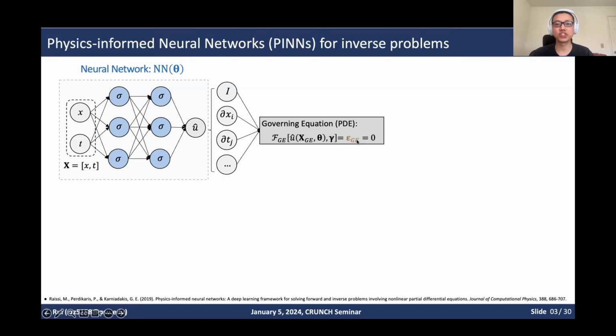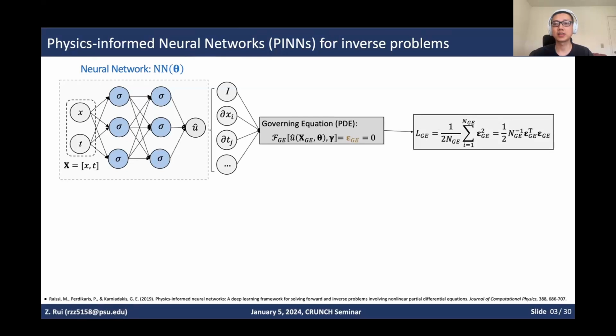the training error epsilon_GE. And then we can express the loss function, which is a mean square error. I introduce 1 divided by 2 just to simplify the expression. In that case, the loss function can be expressed as a vector expression, using N_GE inverse, where N_GE represents the number of training data points in the governing equations domain, and epsilon_GE is a vector of the training error.